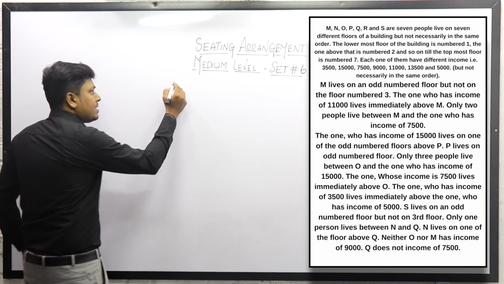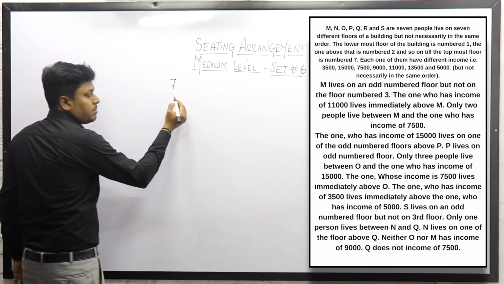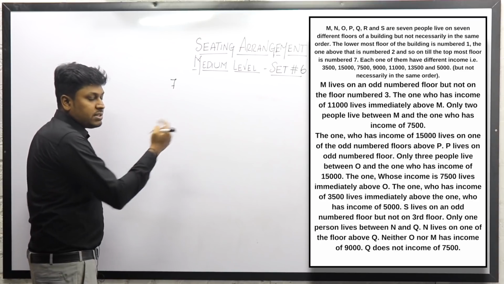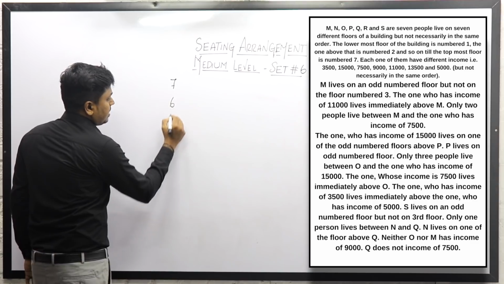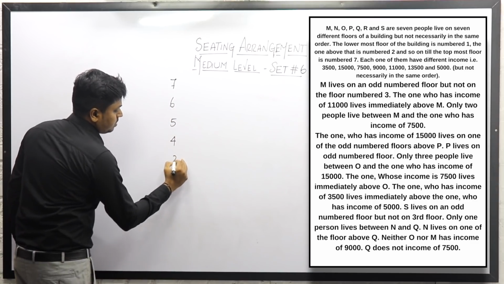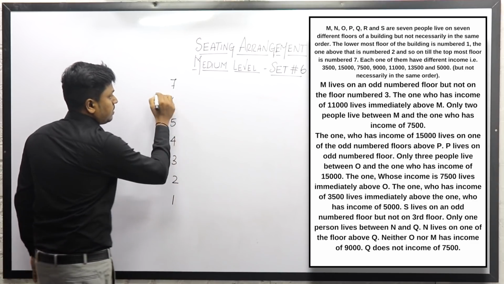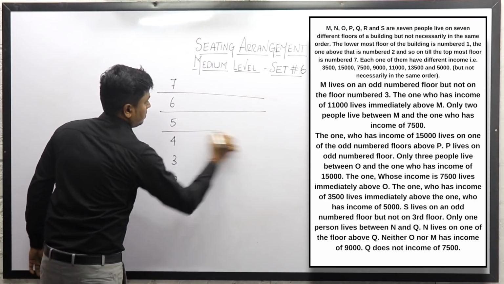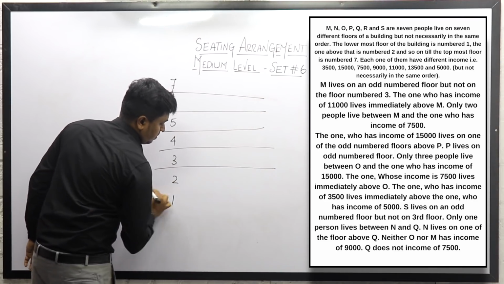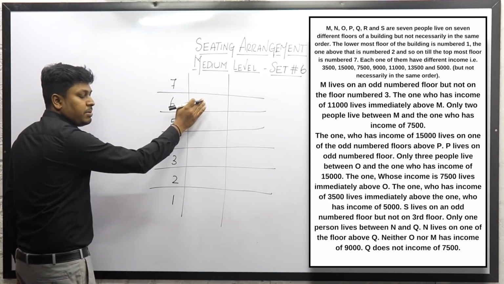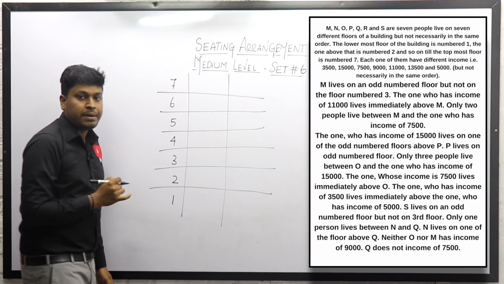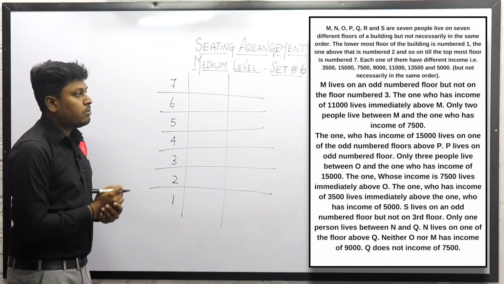Understood? So always I would say go with a minimum of 2 possible diagrams, right? The lowest floor is number 1 and the topmost floor is number 7, right? So 7, 6, 5, 4, 3, 2 and 1. So let me assume this as possible diagram 1 and this as possible diagram 2. Understood? So point number 1.